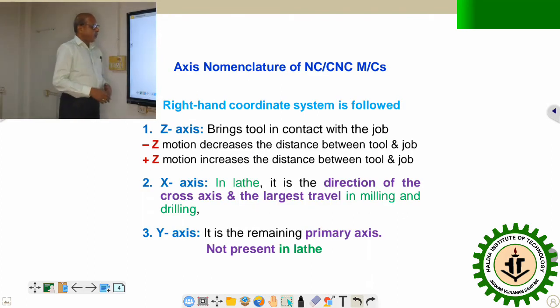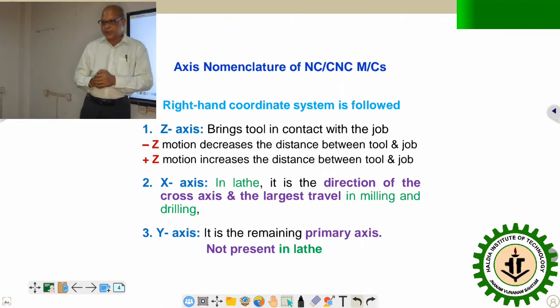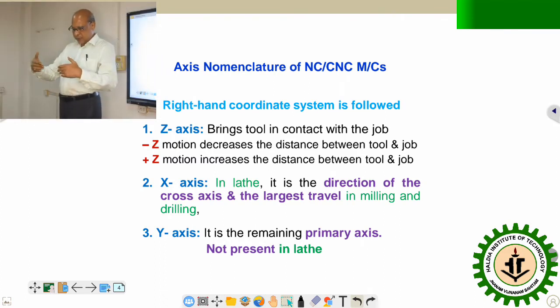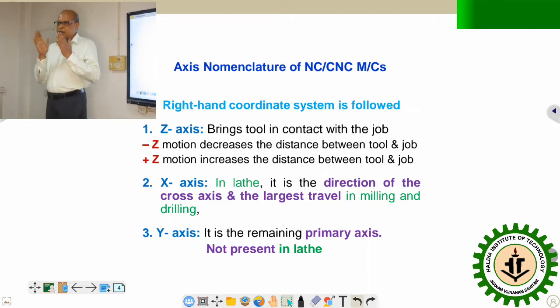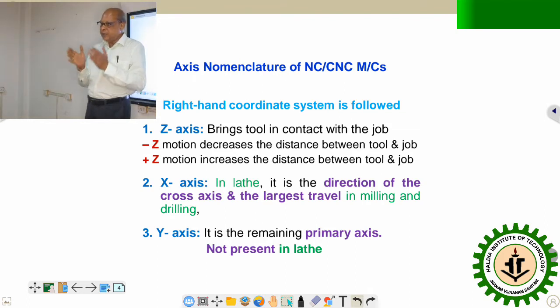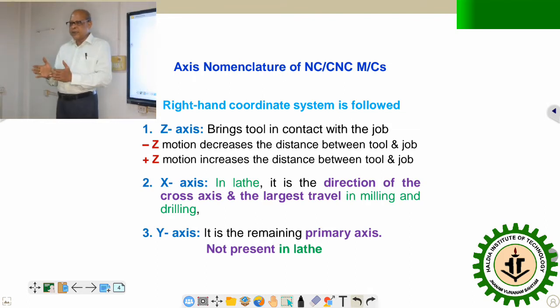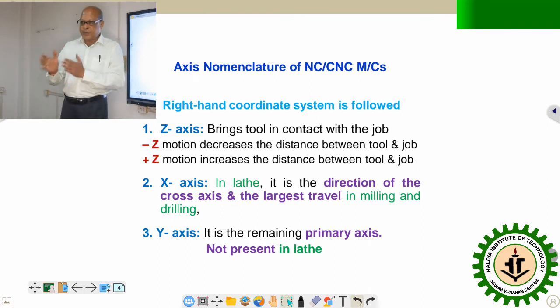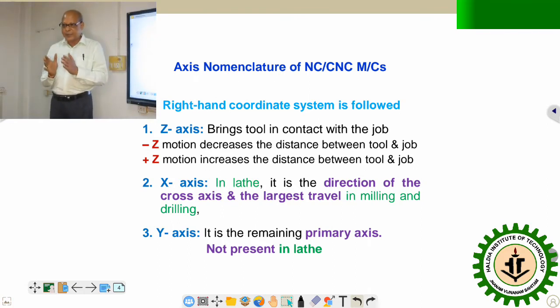So let us first start with axis nomenclature of NC and CNC machine systems. In the first class I told you that this NC or CNC machine tool is supposed to work in an unmanned mode. So there will be a part program in the form of coded instructions, comprising basically alphabets and numerics, and in some cases relational operators or symbols may be present, but predominantly it consists of alphabets and numerics. As regards positions, the system relies on coordinate geometry.